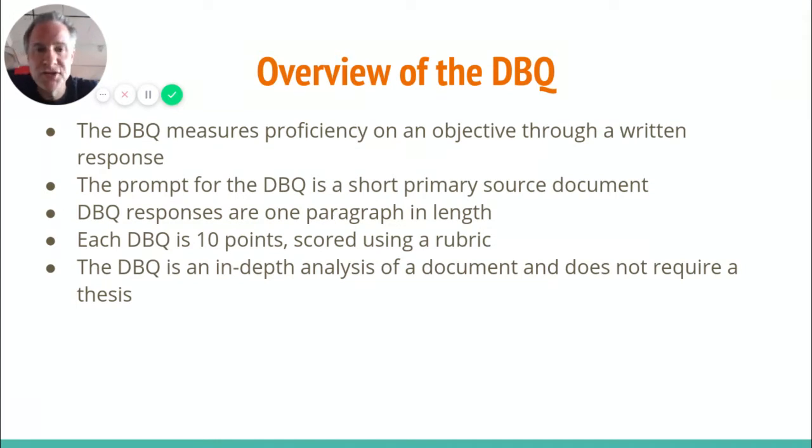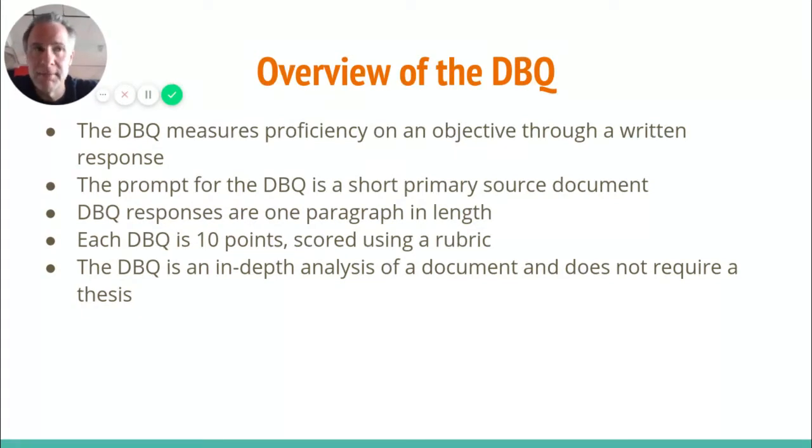The prompt is a short primary source document. That means it comes from the time period that we are studying. It might be text. In the early days, it might be a hand-drawn image or political cartoon. Later on, it could be a photograph, a visual sort of document. Both text and visual are primary source documents.